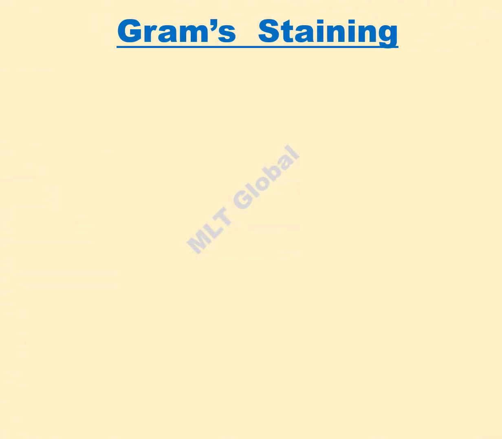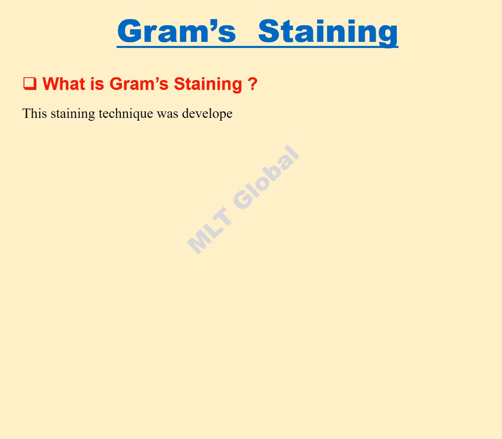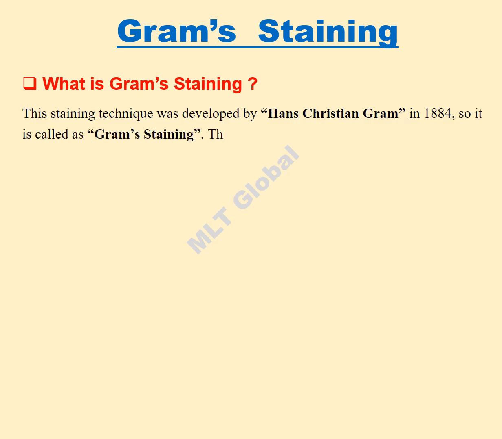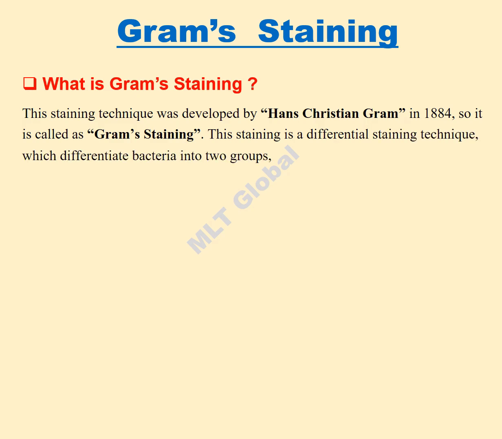Gram staining. What is gram staining? This staining technique was developed by Hans Christian Gram in 1884, so it is called gram staining. This staining is a differential staining technique which differentiates bacteria into two groups. These groups are gram positive and gram negative.